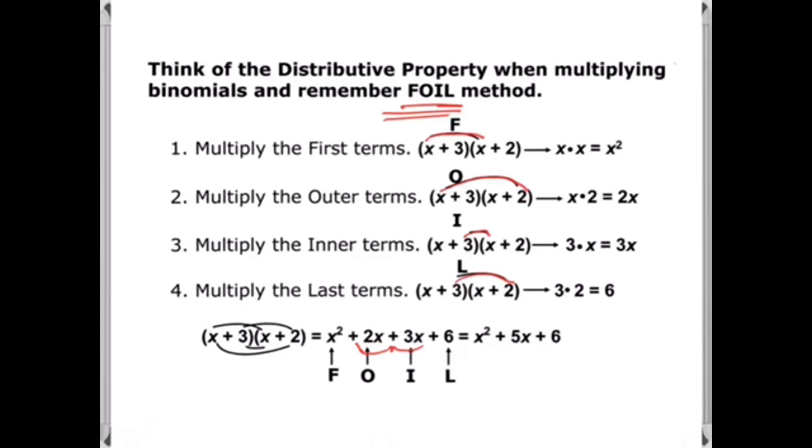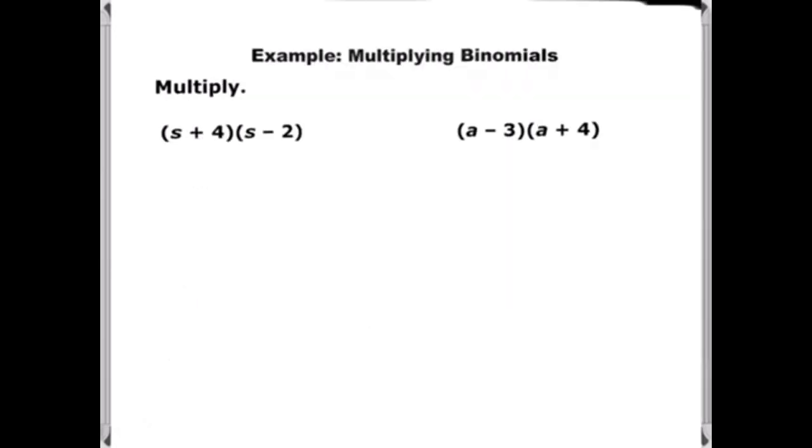But once you get used to it, this becomes a very streamlined and fluid method to use, and it's easier to remember because of the acronym FOIL. So let's give it a shot. So in the first problem, we want to multiply using FOIL. So we start with our first.